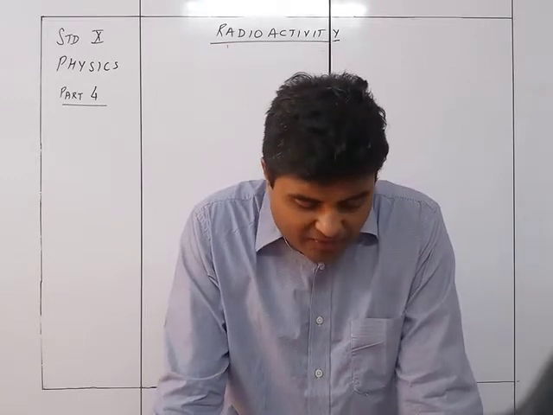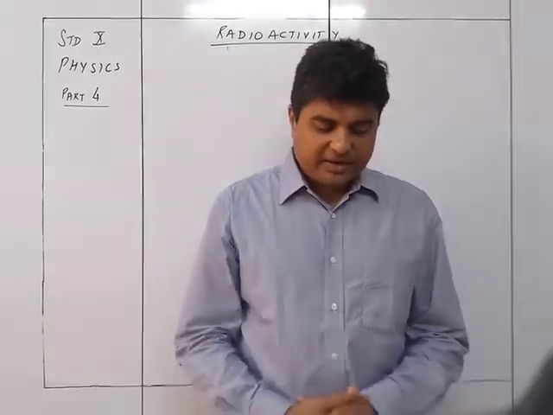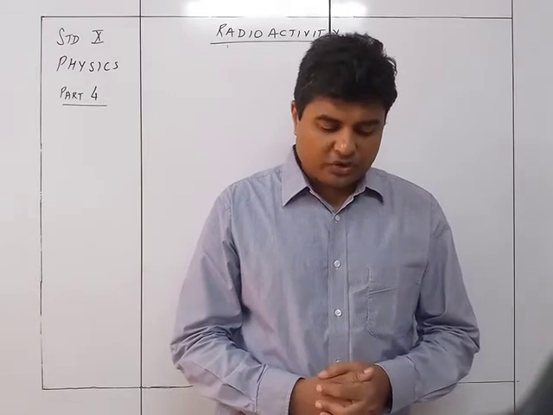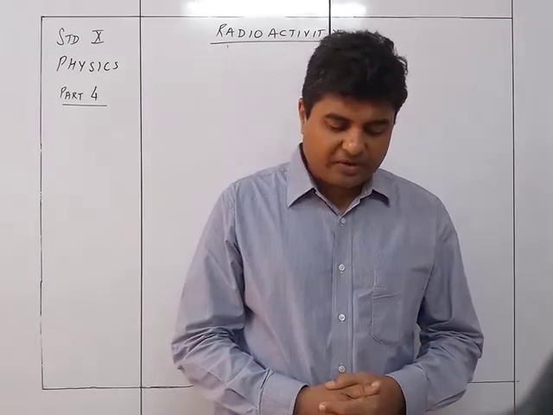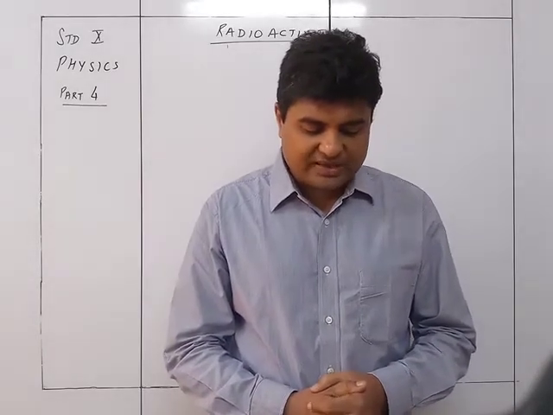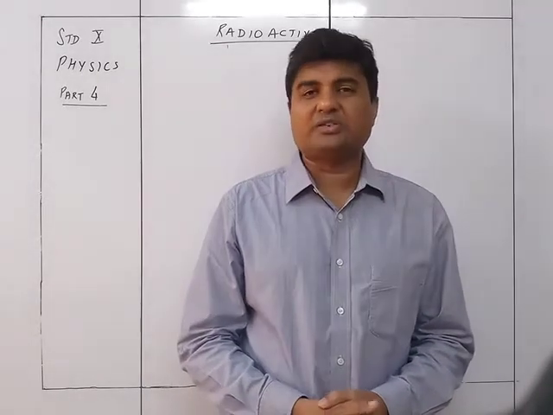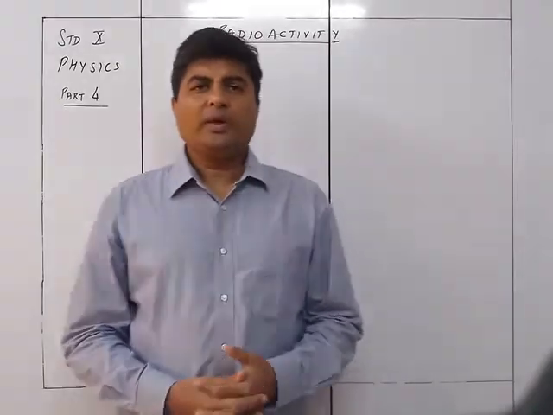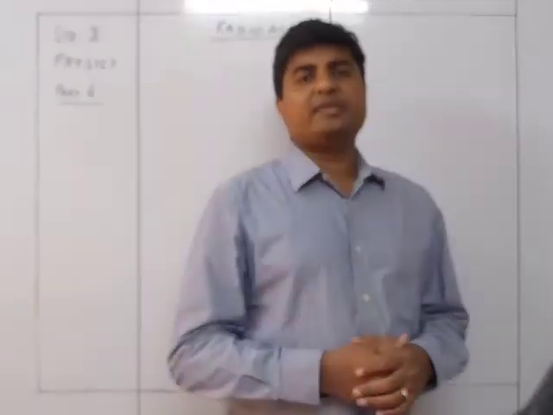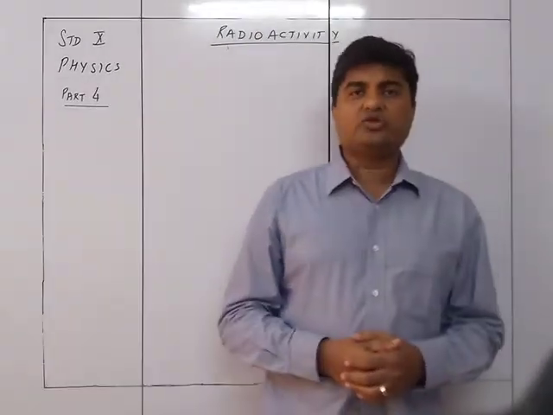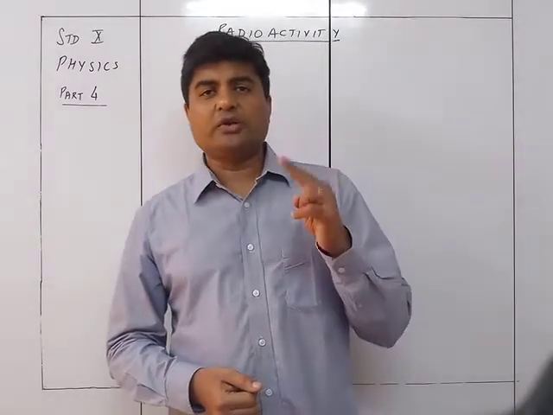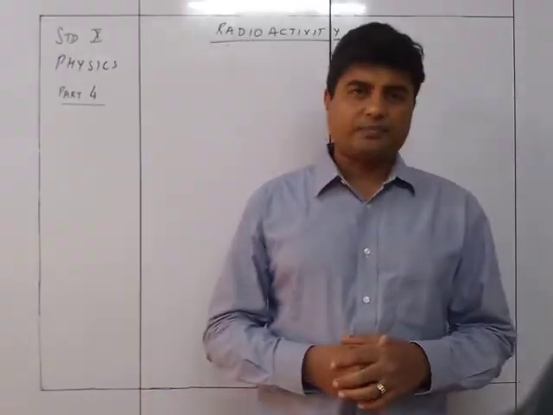In the emission of alpha and beta radiations, there is a change in the number of protons and neutrons inside the nucleus, while in the emission of gamma radiation, there is only a change in the energy of the nucleus and no change in the number of protons and neutrons inside the nucleus. We understood very well that whenever alpha radiation takes place, there is going to be the loss of 2 protons and 2 neutrons from the nucleus of the atom.